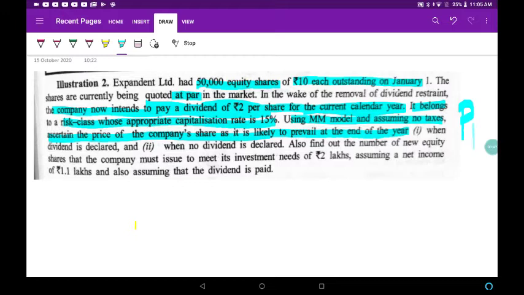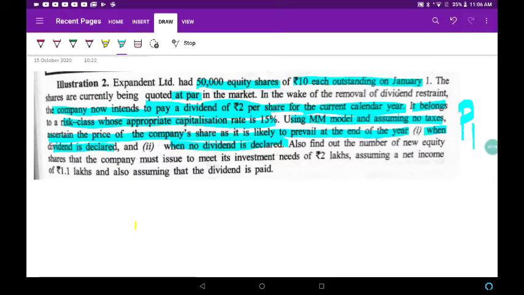You are asked to calculate what is P1. Clear? The first method. Condition is there when dividend is declared, when no dividend is declared. Is it clear? So what is the value of P1? What is P1 if dividend is declared? What is P1 if dividend is not declared? That is your first formula. P1 is equal to P0 into 1 plus KE minus D1. Right? So if dividends are paid, D1 will be 2. If dividend is not paid, D1 is likely to be 0.